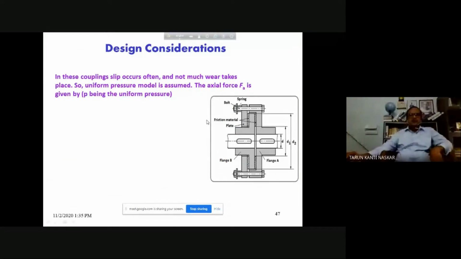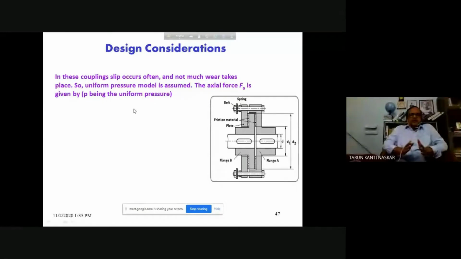So in this clutch coupling, slip occurs often and not much wear takes place. So if slip occurs, there is not much wear. Now why is this very important? This is very important in the sense that we will discuss two models of friction, one is the uniform pressure model and another one is the uniform wear model, and we will discuss this when we discuss the clutch. We are not discussing in detail here.